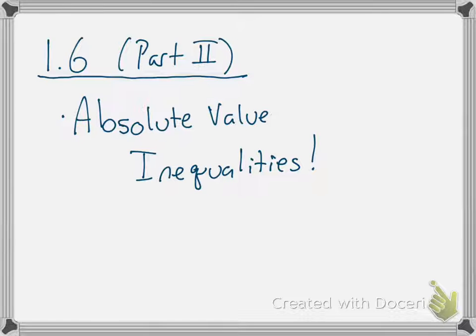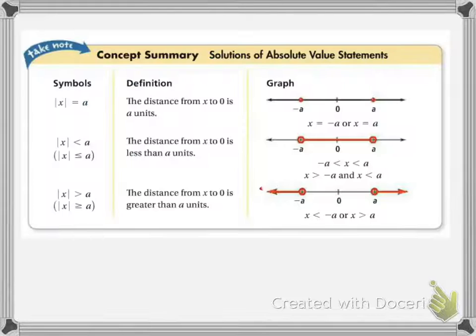In the second part of 1.6, we're going to specifically look at absolute value inequalities and two different graphs that you're going to see when you go through these. So to recap from yesterday, when you graph an absolute value equation, in other words, the absolute value of x is equal to a, when you found your solutions, you just graphed the points and you were good to go.